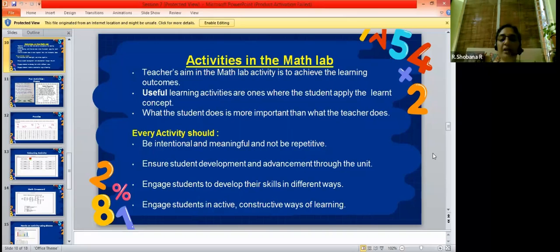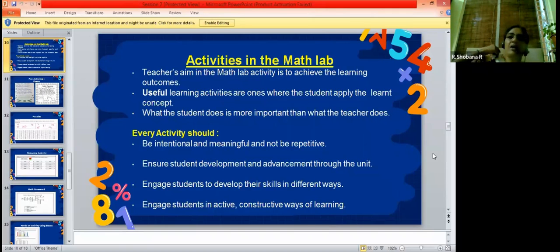More often, as ma'am said, there are so many groups and we want each group to finish fast because we have only one period. By the time they assemble and get a grasp of the activity, sometimes as teachers we go and help them and do almost 80% of the job and then finish it. It should never be done in a math lab. The math lab is a place where what the student does is more important.